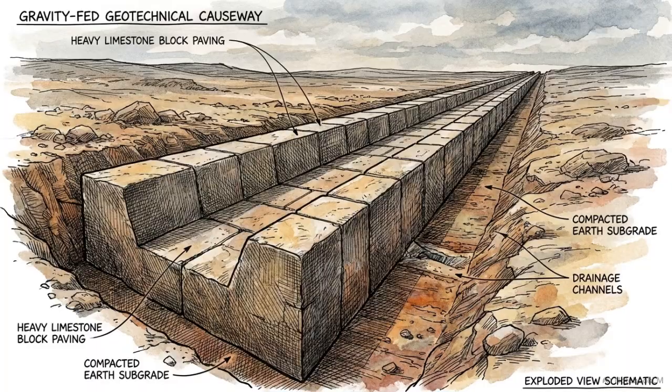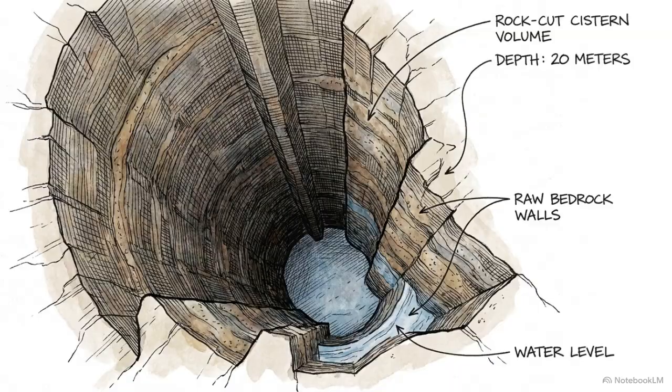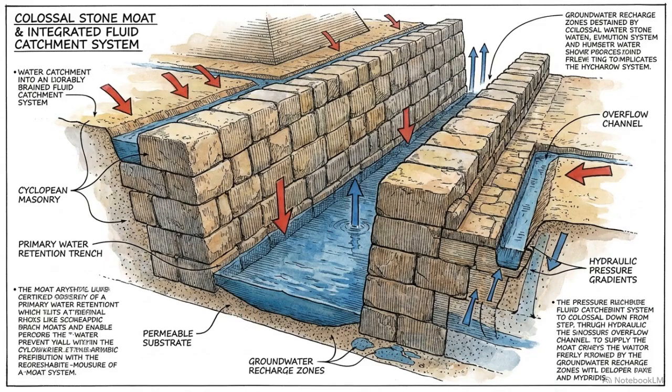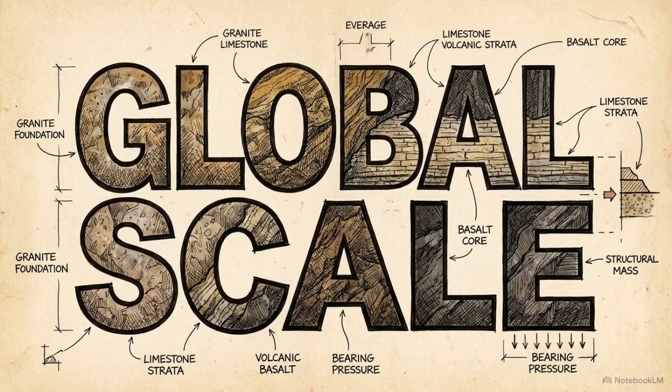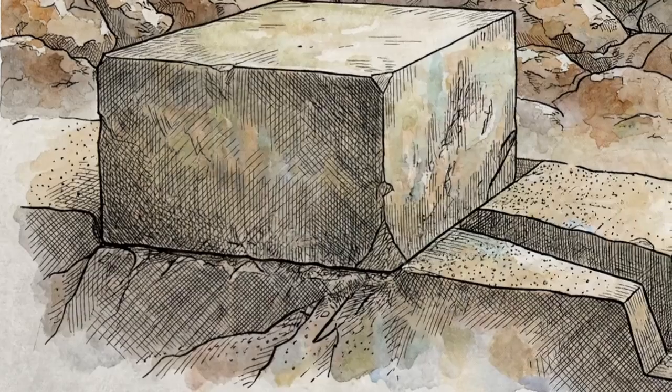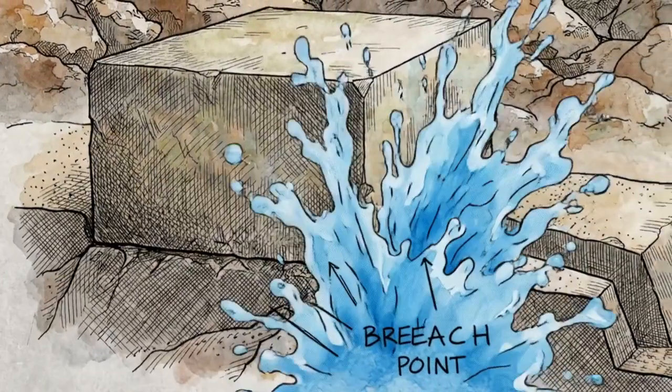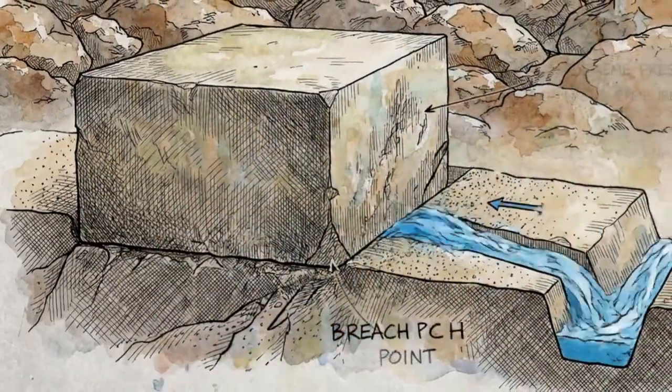Across the globe, immense causeways, deep rock-cut cisterns, and heavy stone moats provided the universal infrastructure needed for these massive hydrostatic pumps. The math and the global database suggest that ancient megaliths were built as functional, heavy-duty components, part of a worldwide infrastructure designed to extract work directly from the immense hydrostatic pressure of the Earth.